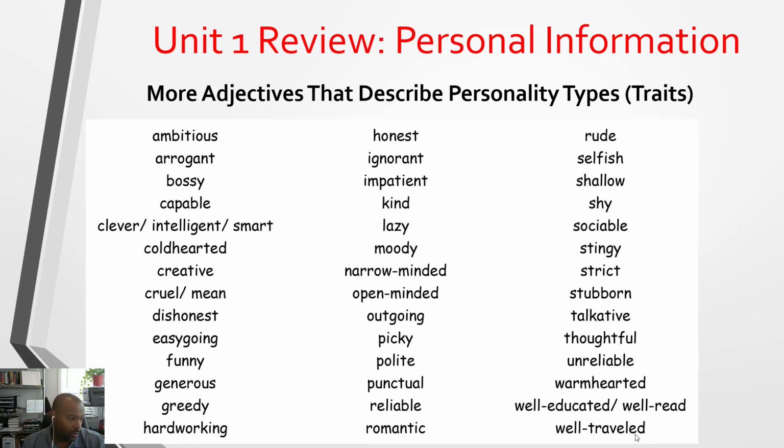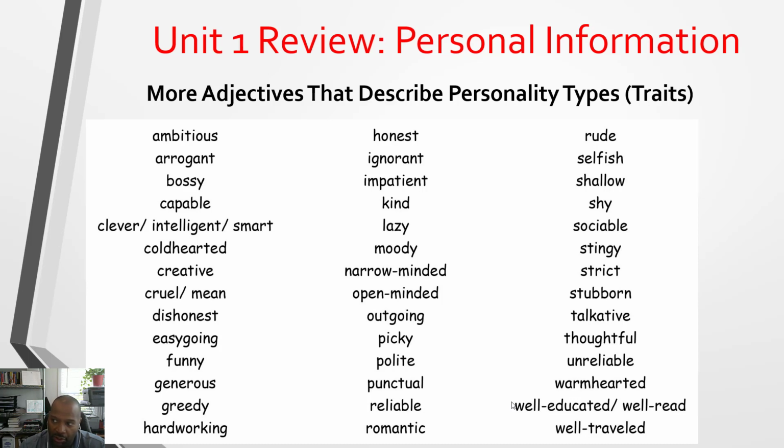Okay, so we've gone through the list, and it's about 42. Actually, it's a little bit more because we had these multiple ones here. But around 42 adjectives that describe personality traits and types. So most of these I think you know, or you'd be able to guess what they are. But there are probably some that you don't know.